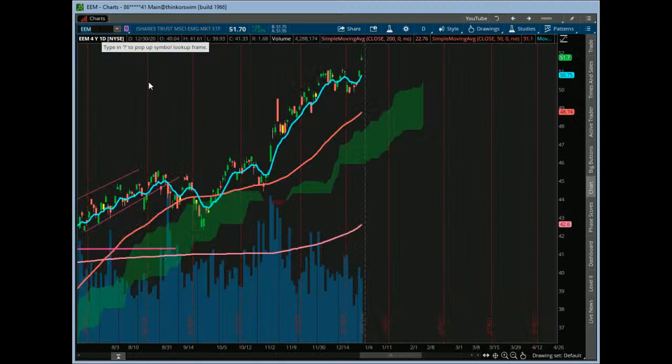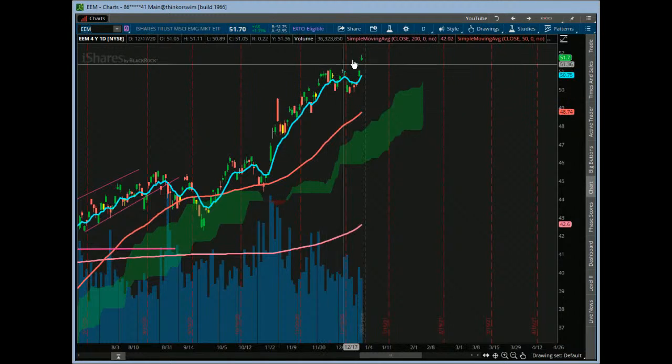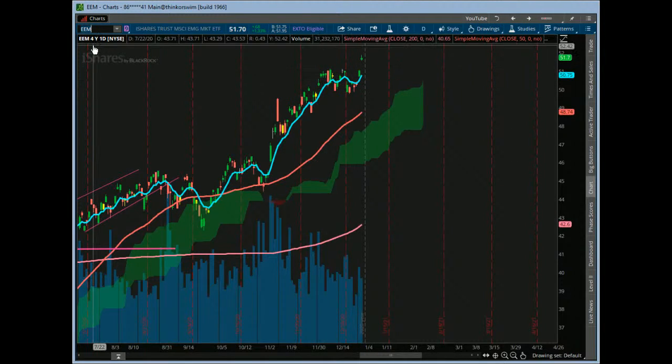EEM, let's take a look. Yeah, so this is interesting here. Just an ETF, just kind of gapping up there today. So just a little bit of caution off of that one. That thing could bounce anywhere.